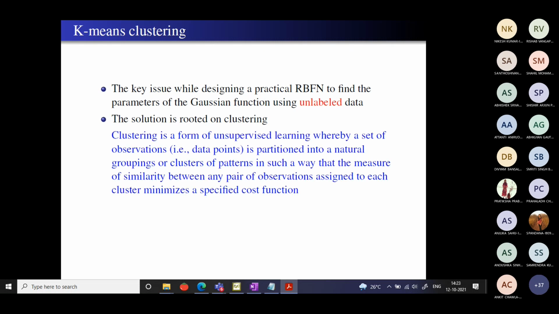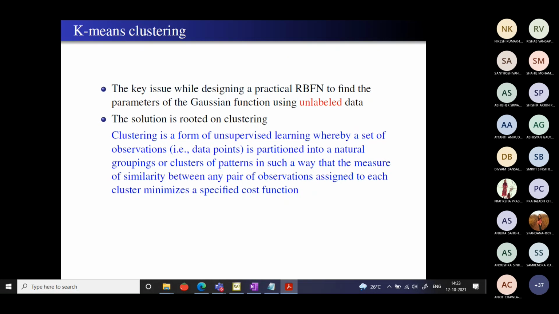And we know the conventional definition of clustering is that it's a form of unsupervised learning whereby a set of observations, meaning some data points, is partitioned into natural groupings or clusters of patterns in such a way that the measure of similarity between any pair of observations assigned to each cluster minimizes a specified cost function. Some sort of cost function is tried to be minimized. And here it says a measure of similarity between any pair of observations, so some sort of measure of similarity is required.